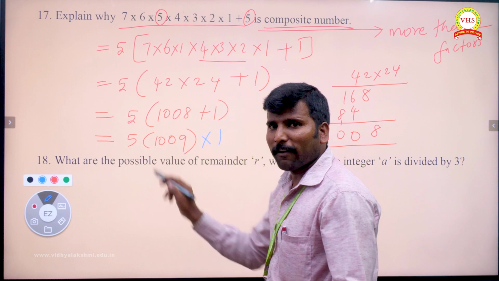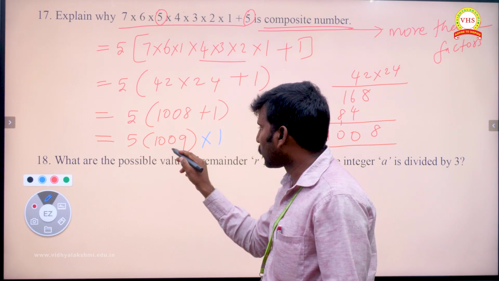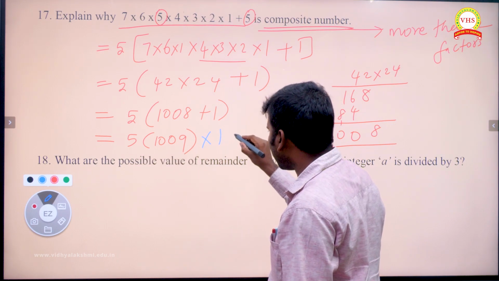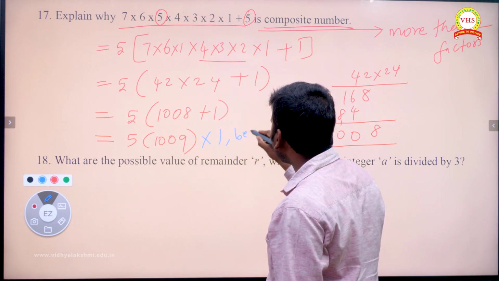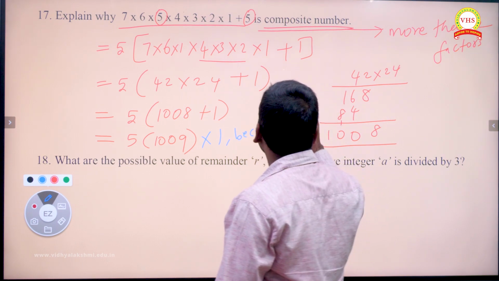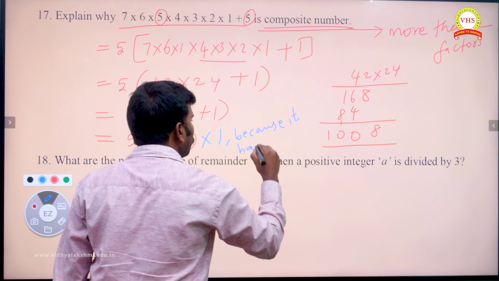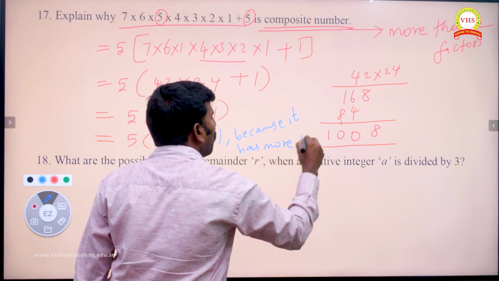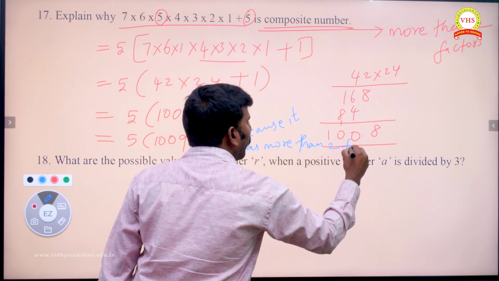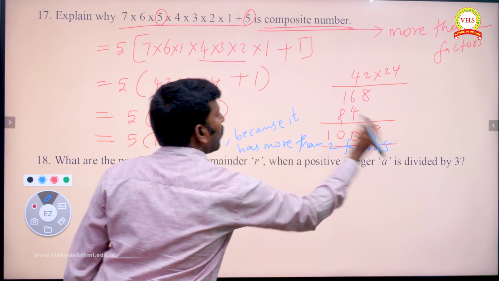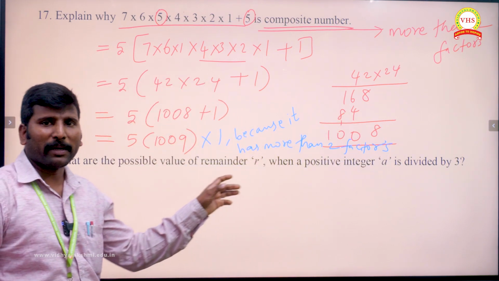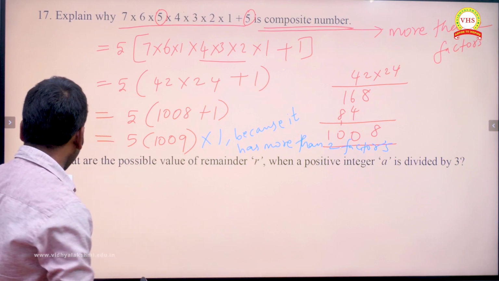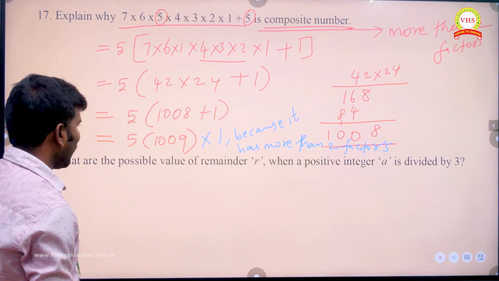Okay. What are they? 5, 1009 and 1. So you say it's a composite number because it has more than 2 factors. More than 2 factors. That is very important. Okay. It's a composite number because it has more than 2 factors. That's it. Our answer is over. Now we'll go to question number 18.